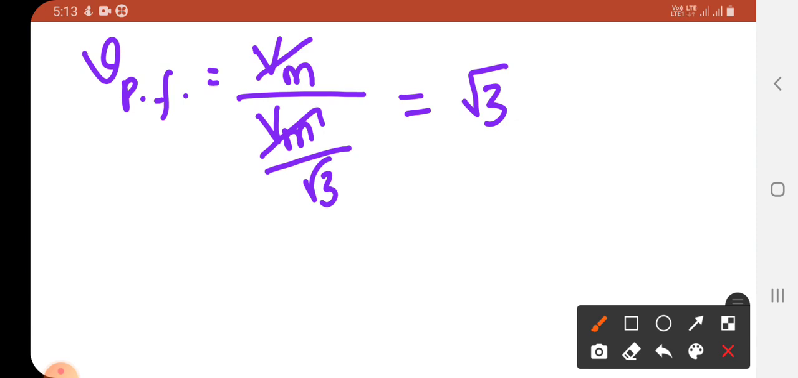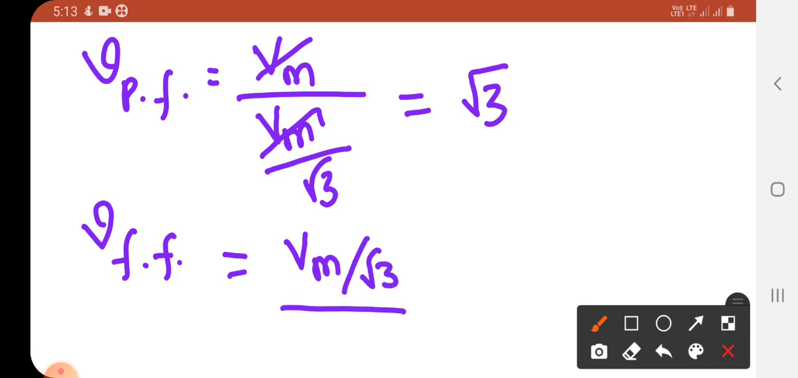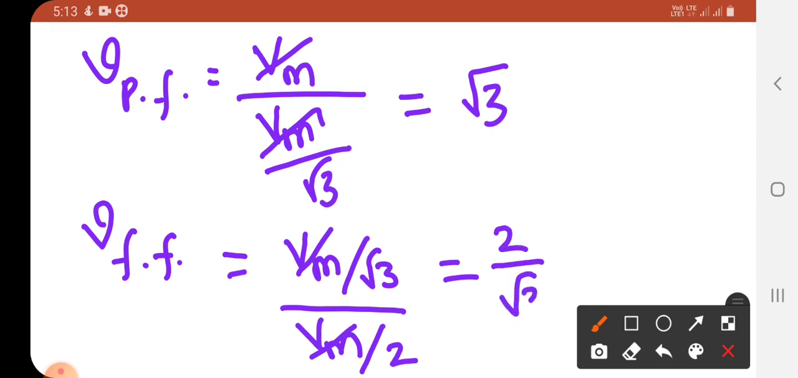Okay. Then form factor. Yes, form factor is equal to RMS by average. That is, the RMS value is Vm by root 3 and the average value is Vm by 2. Therefore, it is 2 by root 3. Now, what is the value of 2 by root 3? 2 divided by root 3, which is given by 1.1547.